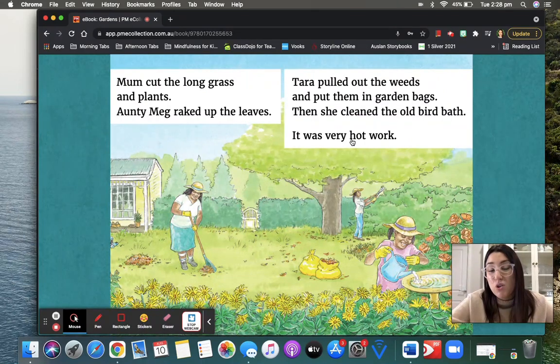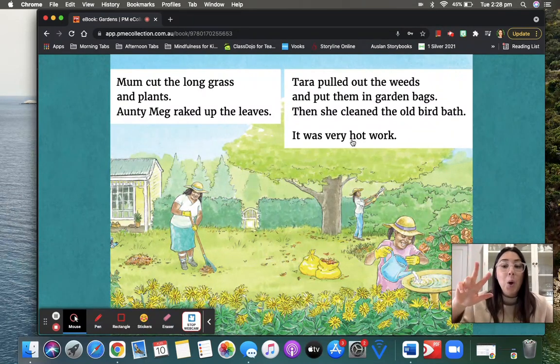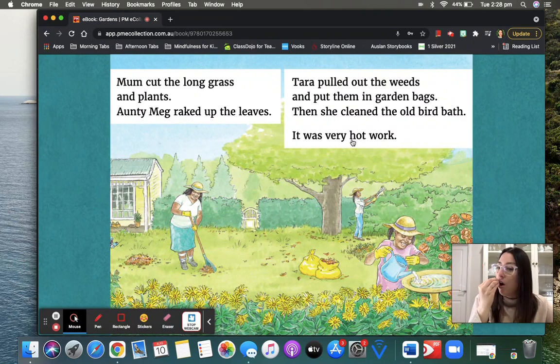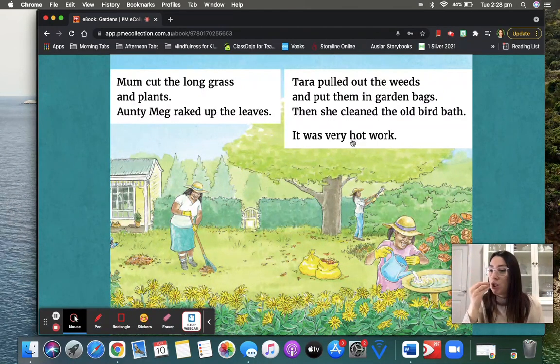Sometimes, if I'm not sure, I can chunk into parts. First sound, middle sound, last sound. We're lucky in this case because it's only a 3-letter word, so our sounds are only single sounds. H, o, t. Put it together. Ot. Did you stretch it? Get that chewing gum ready. H, o, t. Hot. Let's reread. It was very hot work. Hot. We were right.